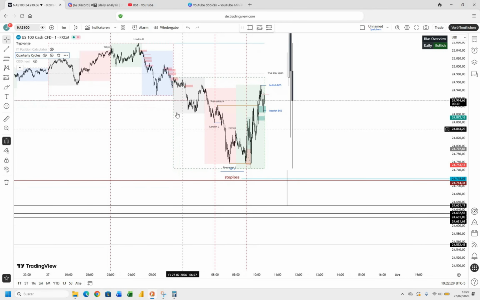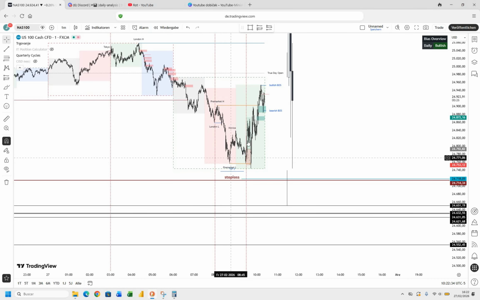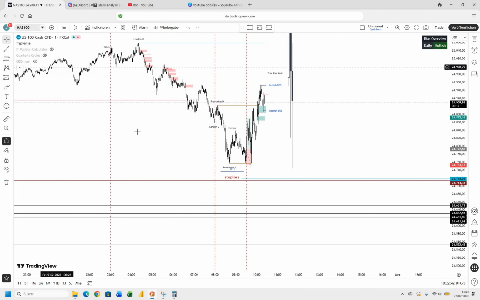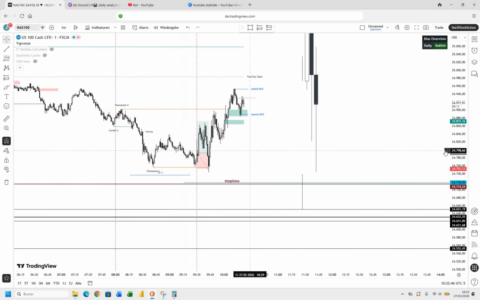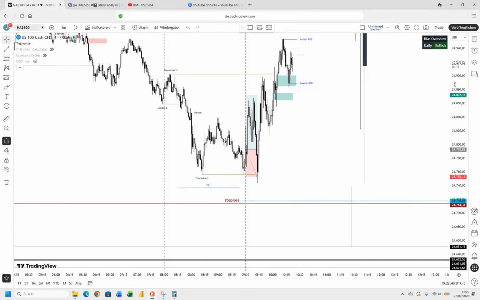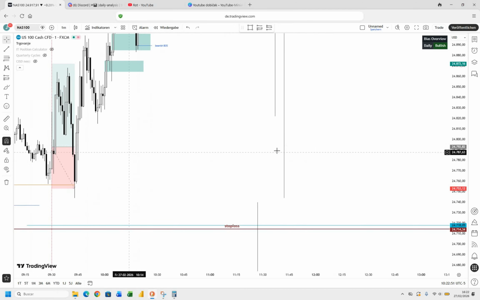Okay, and then what you can see here: we accumulated, the red manipulated, so therefore the green one should distribute. And then this is exactly what happened. Okay, so those were our three confirmations that we will indeed go bullish. Okay, so then what did we do?